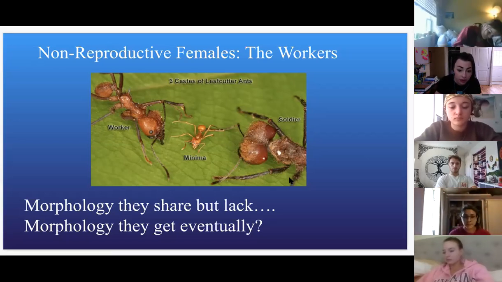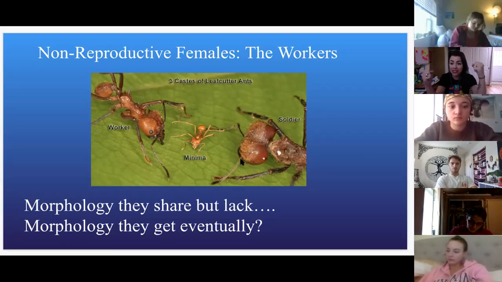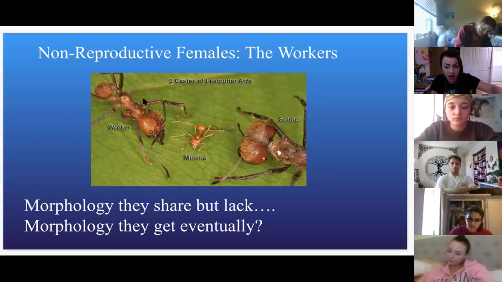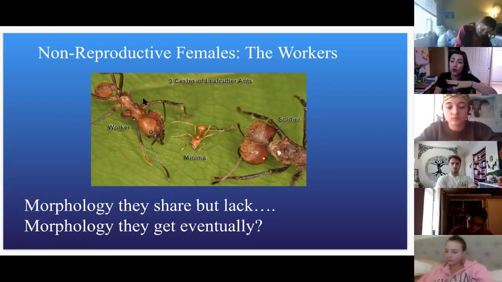The soldier is obviously going to be the one who's defense. They also have giant, sharp, pointy mandibles. So as the workers are maybe leaving and coming back with food, if there's something like a seed that they can't get open, those soldiers will also crack that thing open a little bit like a parrot beak.